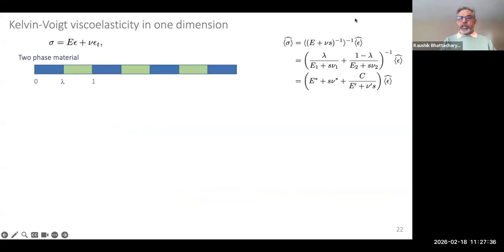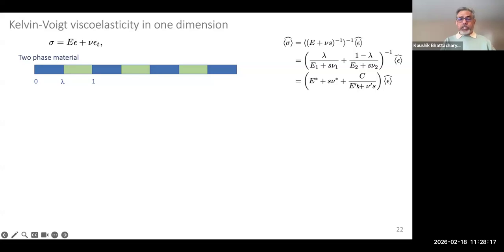I take the Laplace transform, and then I get basically the effective modulus. It's a harmonic mean, so it's given by this: lambda divided by E1 plus S nu1, plus 1 minus lambda divided by E2 plus S nu2. So that's the effective property. Now I want to take the inverse Laplace, so I can rewrite it in this way. There's an E star plus S nu star. That's what I'd like to write it as because I want to put it in the original form. But then there's an extra term.